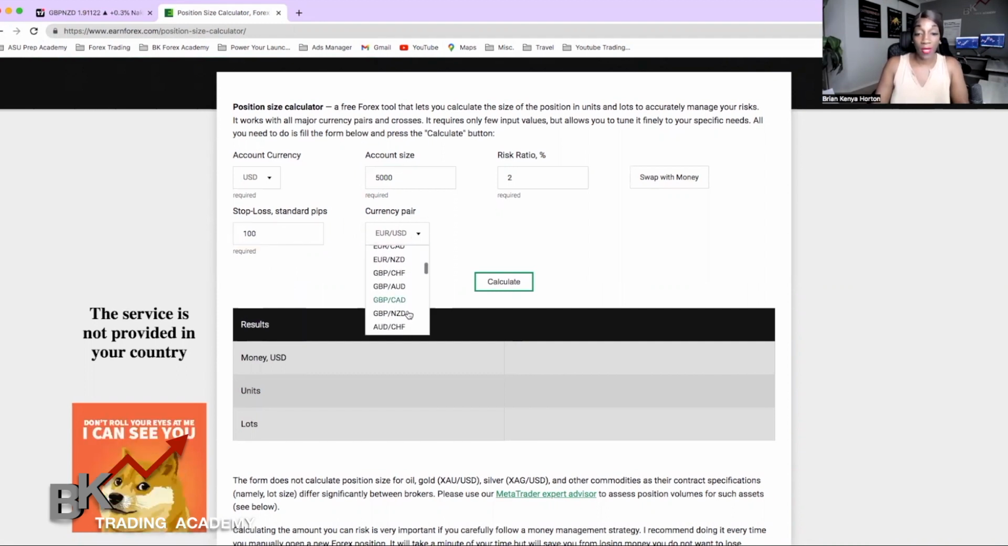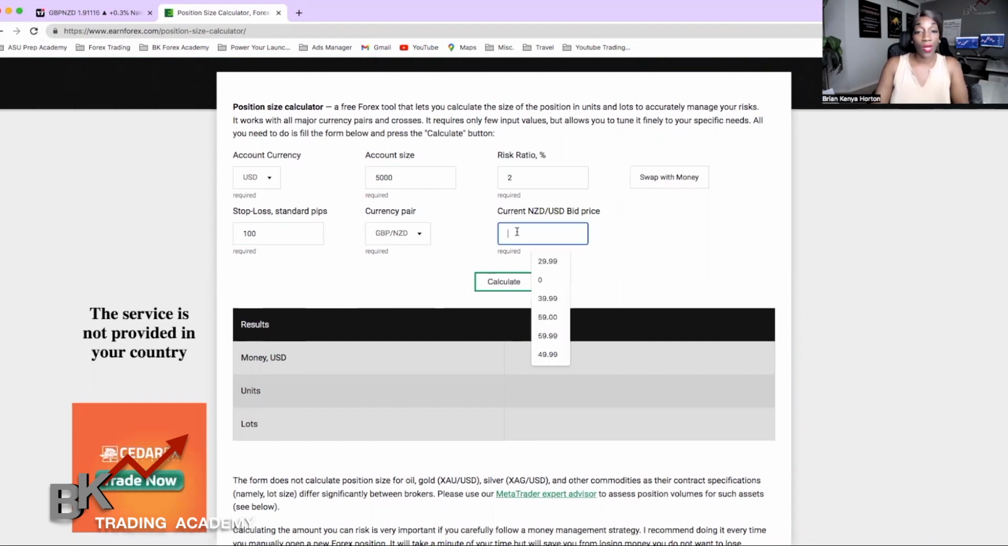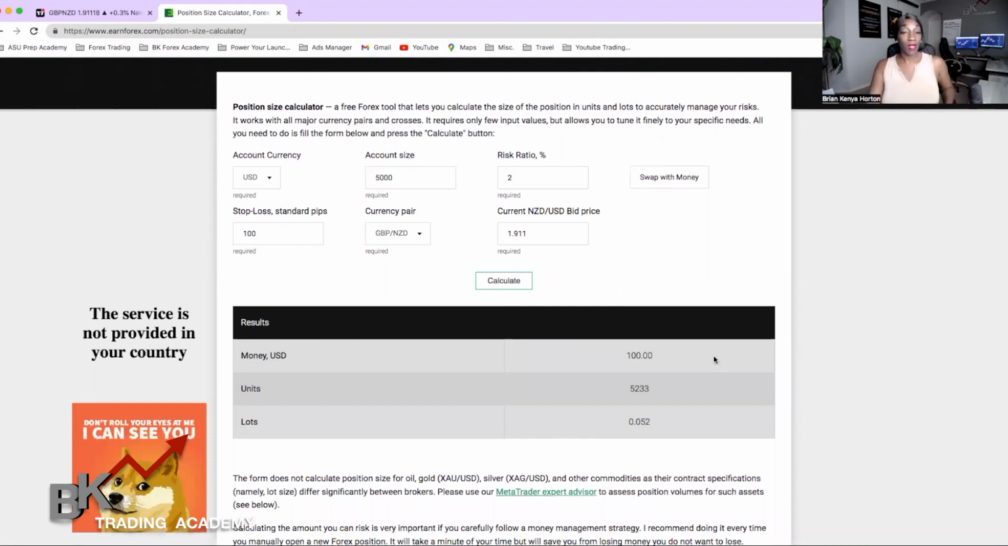So let's find GBP NZD on this list. There we go. We're going to put in the current price right now at 1.911, and we're going to go ahead and click calculate. So based on this $5,000 account, we must not risk more than $100. That's our daily max risk, and our daily max lot size is 50 cents.